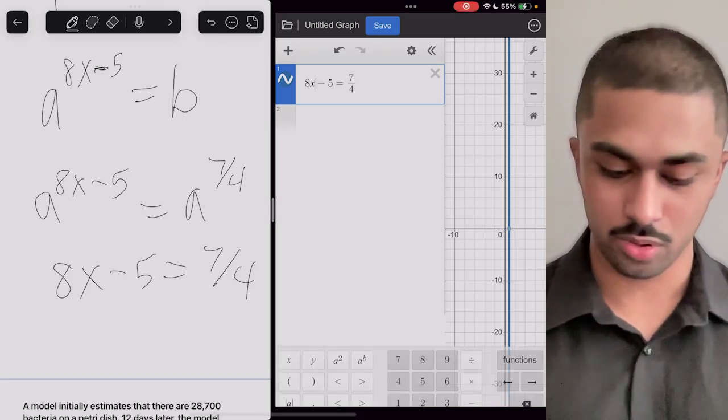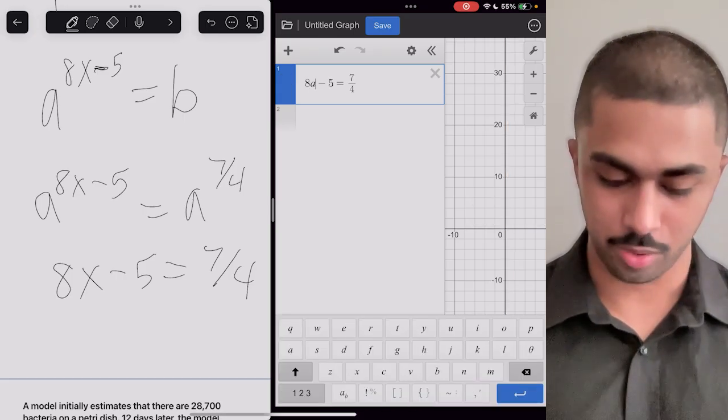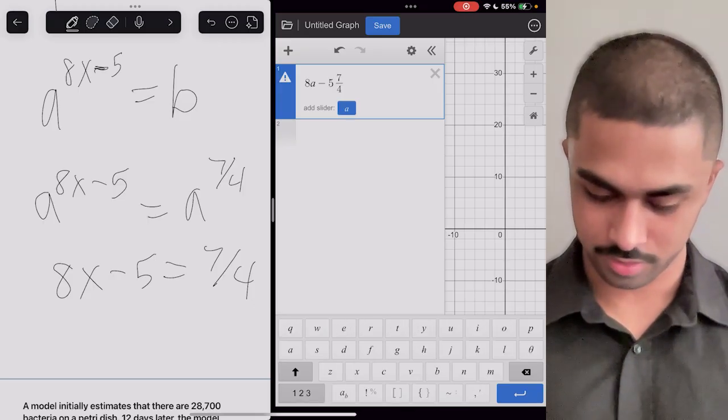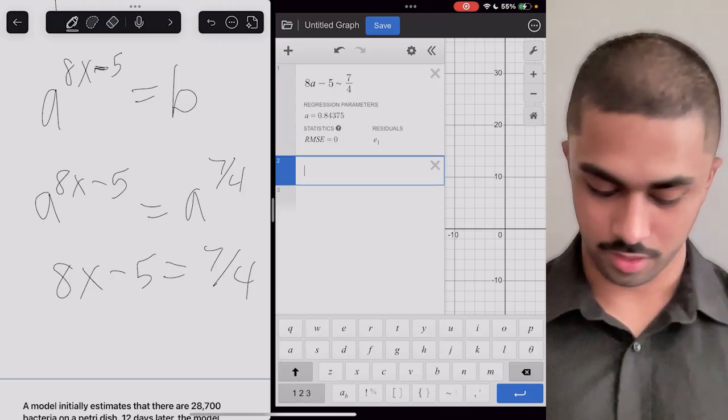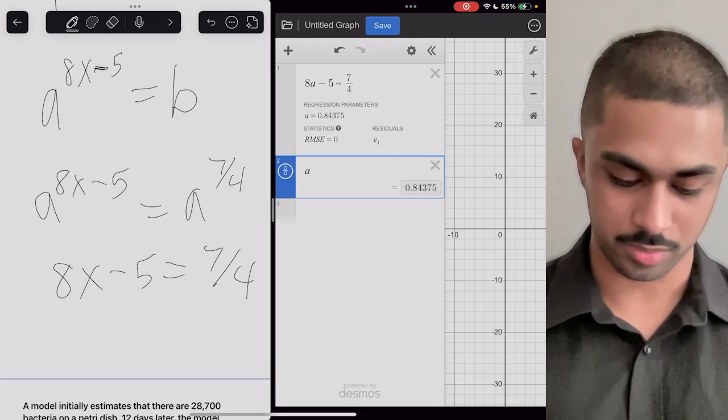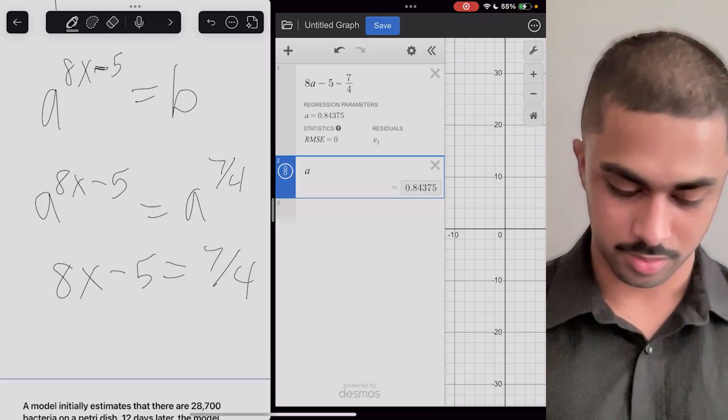And since we get a decimal, just change this to a variable other than x or y. I always pick a for some reason. And then on another line, just type in that variable one more time and then press this fraction button, right here. Press that.